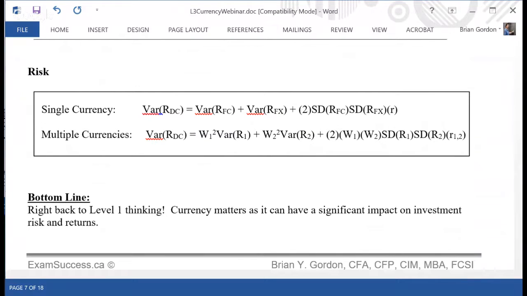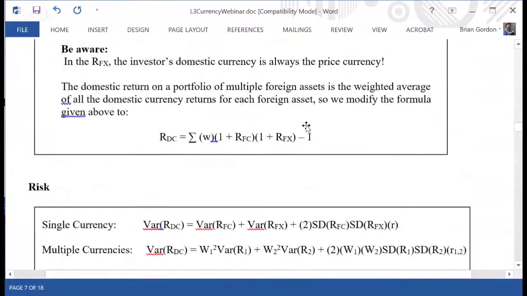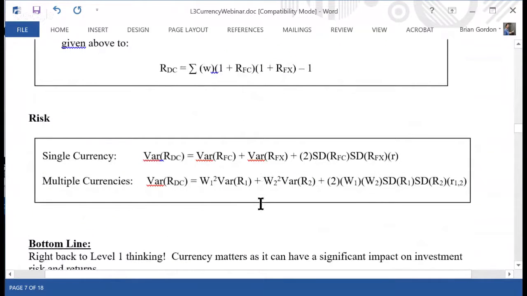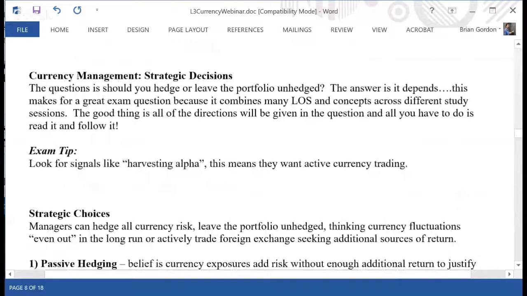So, our learning outcome statements certainly do say to analyze the effects on risk and return. So the bottom line as well, they can enhance our return, or they certainly affect our return, and they can also affect the risk. So now the learning outcome statements want us to get down to starting to talk about this currency management, the hedging. So again, the bottom line that we're thinking about is, should we hedge or should we leave the portfolio unhedged?